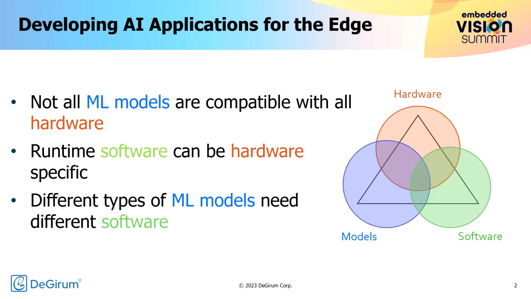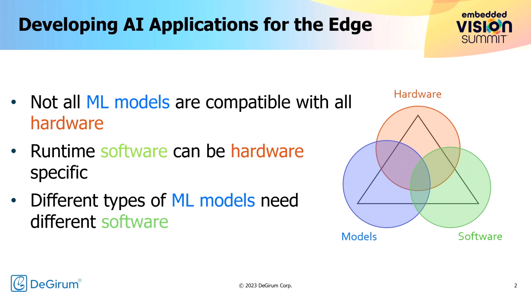If you look at the flow today on how AI applications are developed, you have to bring three components together: the hardware, the software, and the models. And this is a challenging task because they are all interconnected in some way. Not all ML models can run on all hardware.